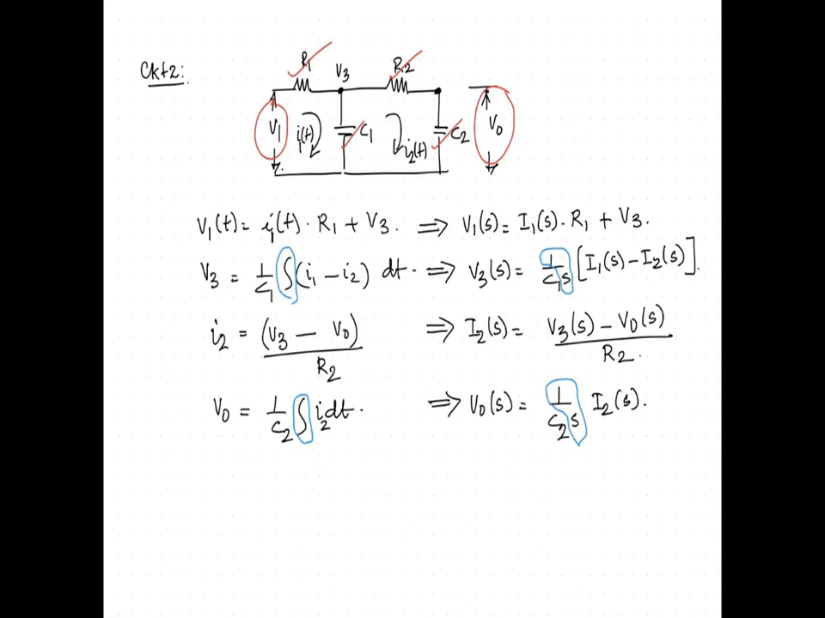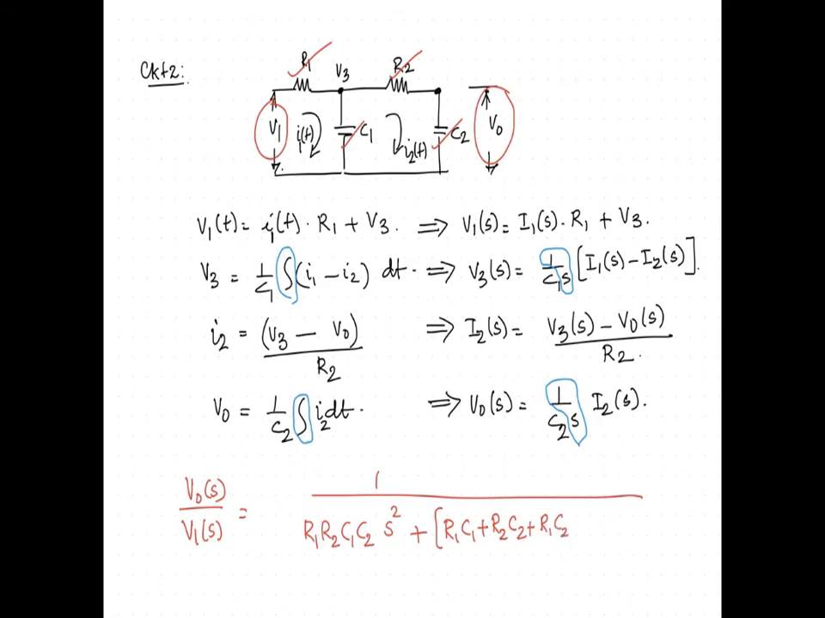So simplifying, we get V0(s)/V1(s) is equal to 1 divided by R1 R2 C1 C2 s² plus (R1 C1 + R2 C2 + R1 C2) into s plus 1. The order of the transfer function is 2 and that matches with the number of independent charge storage elements of the circuit. Thank you.